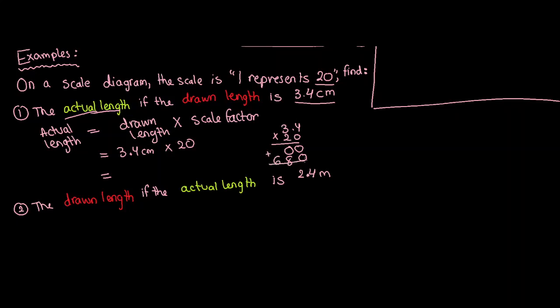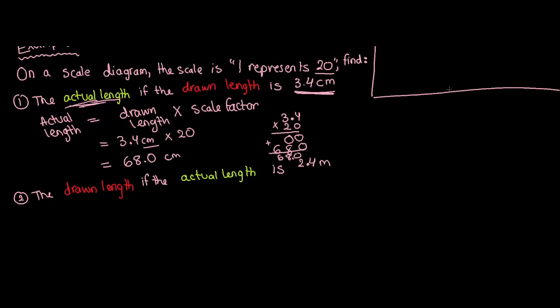We add that all up and we get 680, but we've got a decimal point here, a single decimal point. So we put the decimal point in the correct place with a single decimal place here. So the answer would be 68.0 centimeters, because this is the unit that we started with. So we can already see that the drawn length is 3.4 centimeters, it's small, and the actual length is 68 centimeters, and that's large.